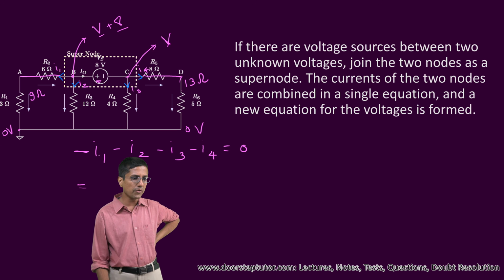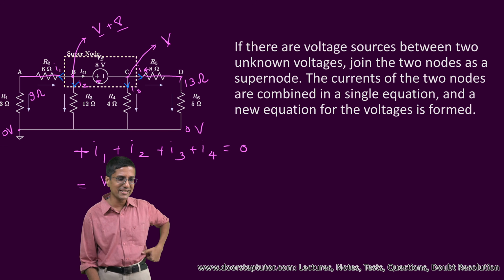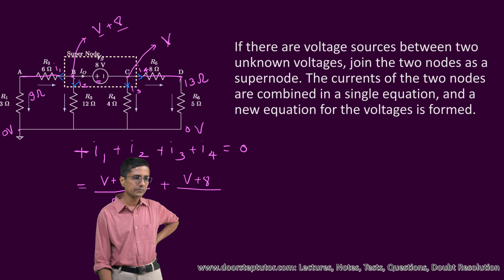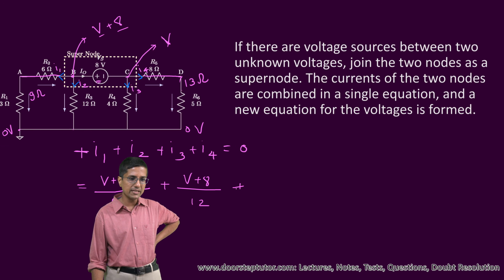So now what about I1? I1 is the current in this direction. So initially the voltage is V plus 8. All of these signs I can turn to positive, just to simplify my job here, because here this is 0, I multiply everything by minus 1, if you will. So the original voltage is V plus 8, the final voltage is 0. So this becomes V plus 8 minus 0, divided by the total resistance in this arm, which is 9, plus I2. I2 is the voltage here, V plus 8 minus 0, divided by 12, plus what about I3?